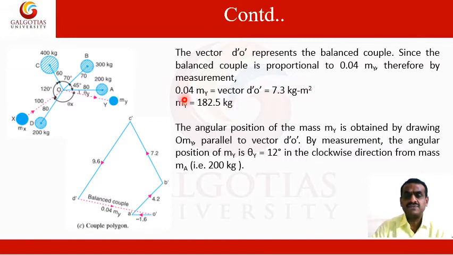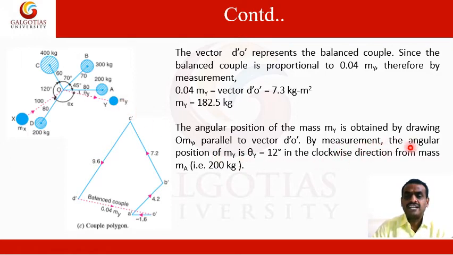Then from these relations, we get the value for mass my, which is equal to 182.5 kilogram. The angular position of the mass my is obtained from the diagram, drawing a line parallel to the vector d dash o dash. First, we draw the line parallel to this vector o dash d dash in the angular position diagram. This line represents the angular position of the mass my.